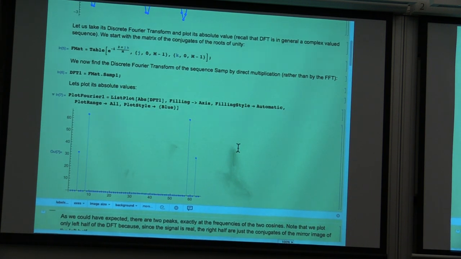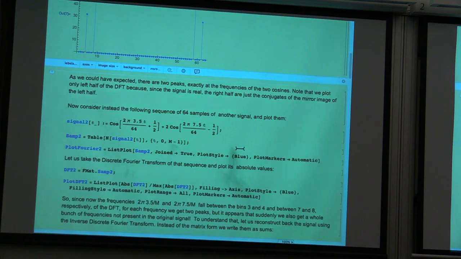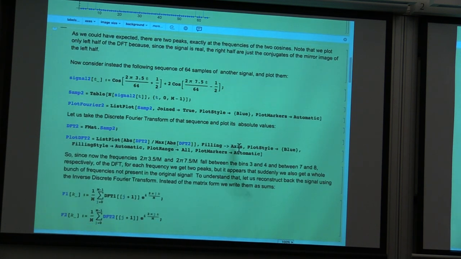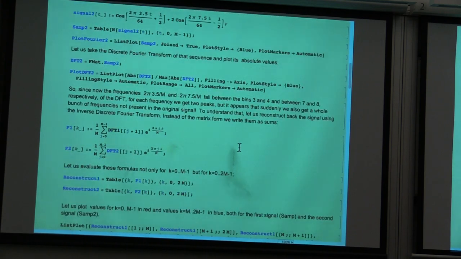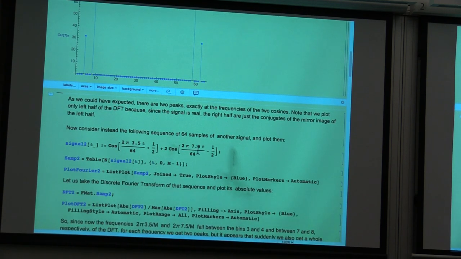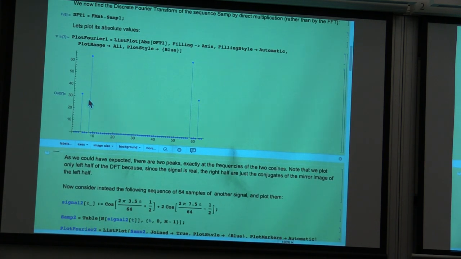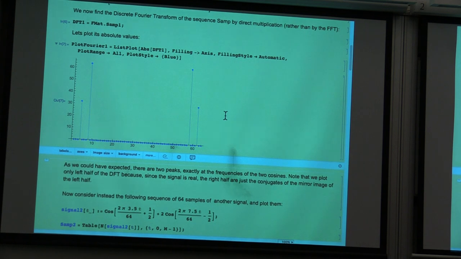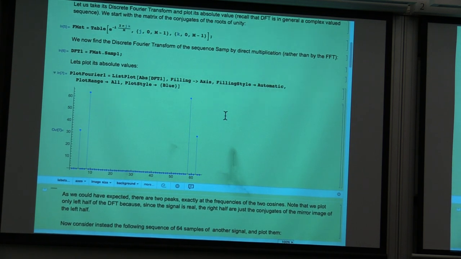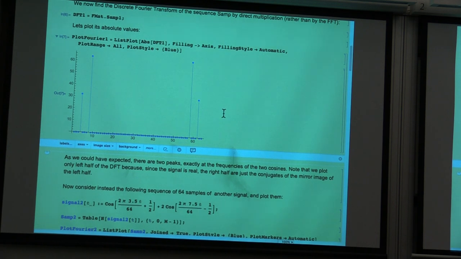Why four peaks? Well, here we have cosine plus cosine, so somehow we have to cancel out the imaginary parts. That's the reason: the values on the right are complex conjugates of the values from the left. So when you sum them up, you get precisely the real signal. So that's why we have four peaks.